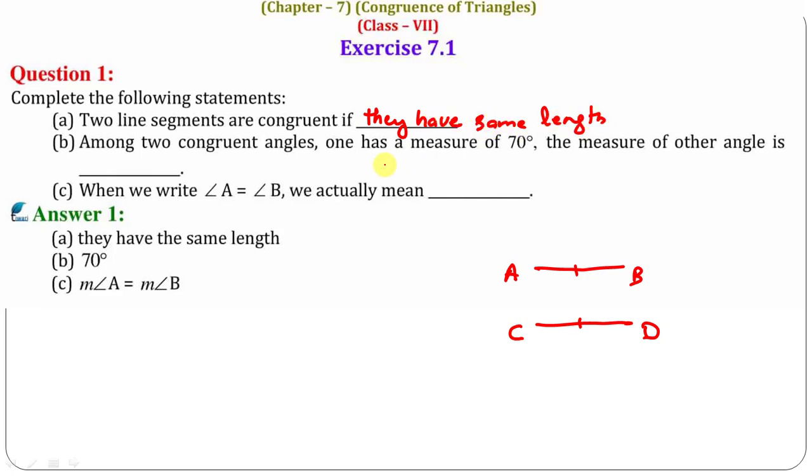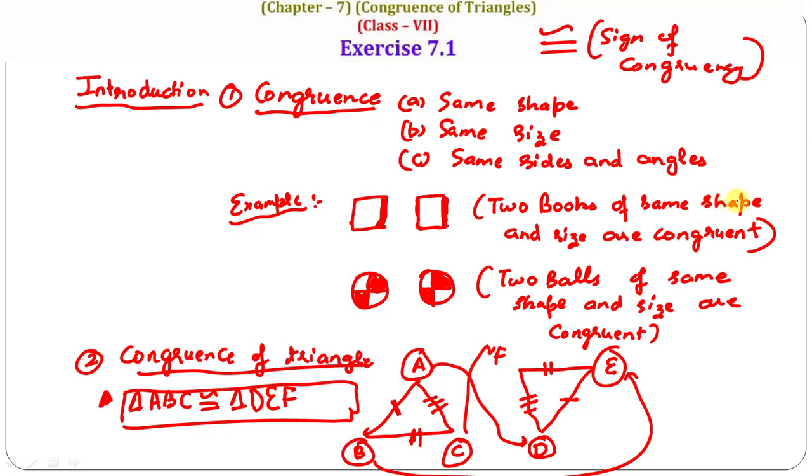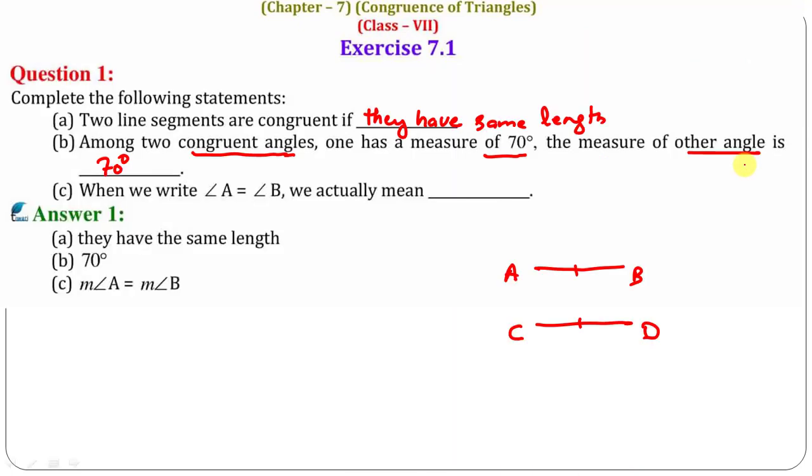Among two congruent angles, one of the measures of angle is 70 degrees. The measure of the other angle is? We know that in congruent angles, if one angle is 70 degrees, the other angle is also 70 degrees, because the condition for congruence is the same sides and angles.